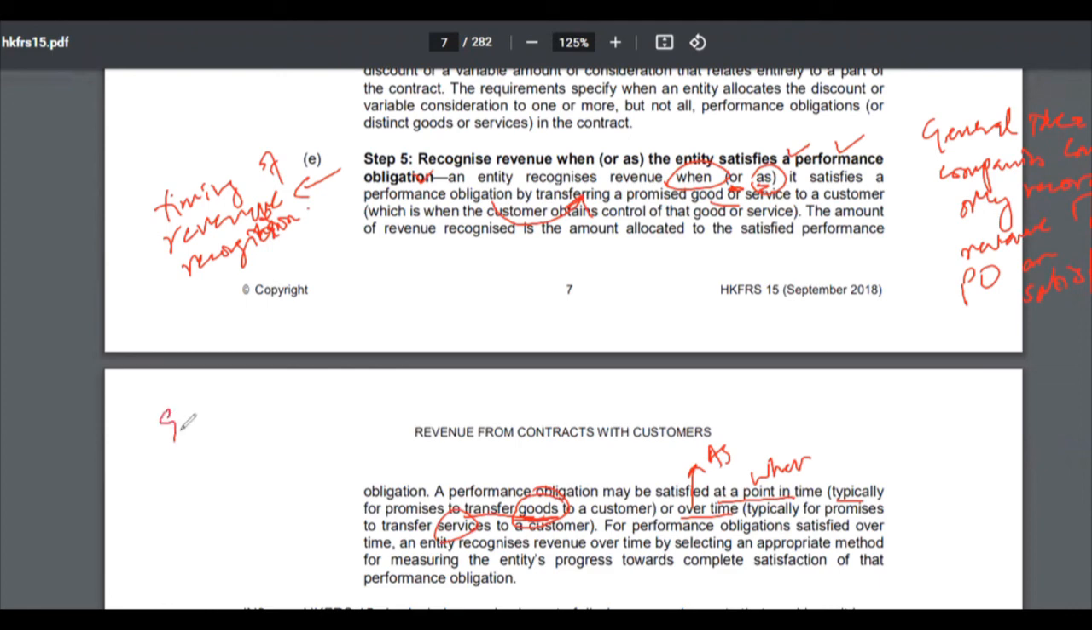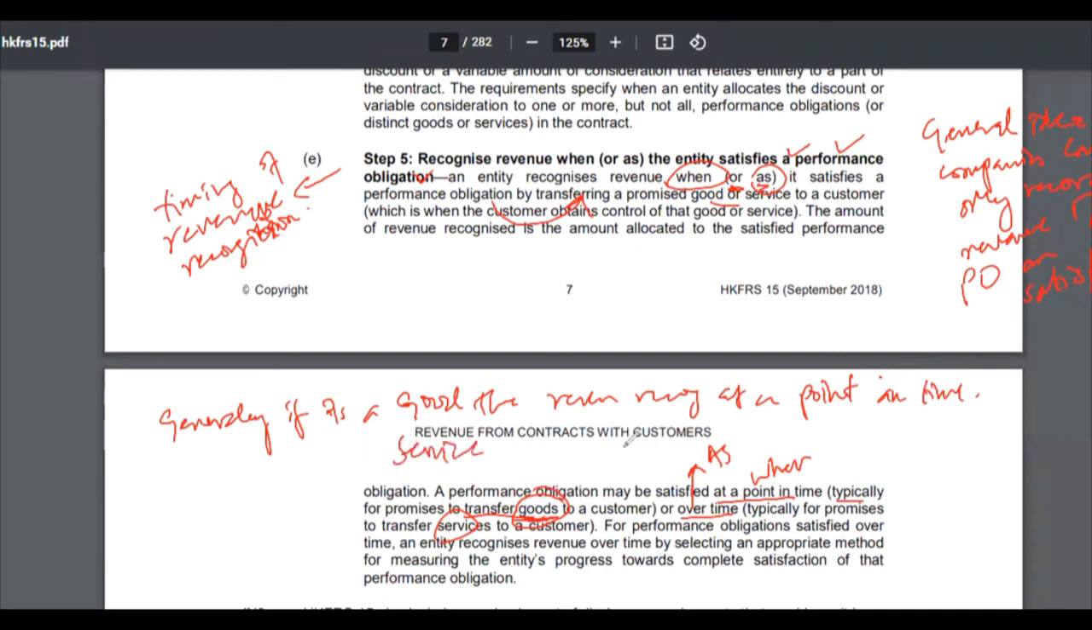So generally, if it's a good, then revenue is recognized at a point in time. But if it's a service, then revenue is recognized over time. Now, of course, there are conditions to this as well, but they are covered ahead in the standard. If you want me to make a video on that, please let me know in the comments section below.